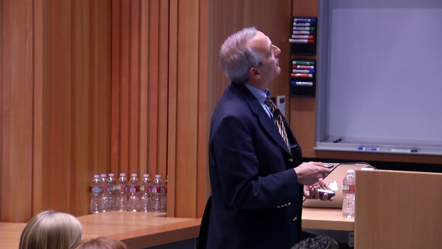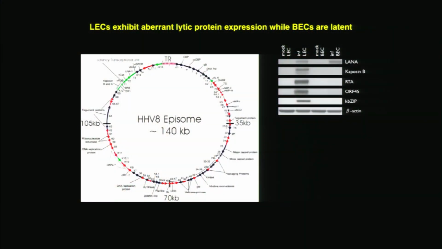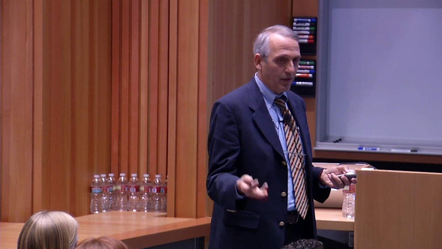Okay. If you look by Western blotting, we don't have antibodies to all those proteins, but for the ones we do, K8 bZIP, OR45, RTA, these are known lytic gene products. Kaposin B is a protein that's made at extraordinarily low levels in latency, but strongly upregulated during lytic infection. It's also on. And the canonical latency marker, LANA, is also on. LANA is on in blood endothelial cells, but all these markers are on in lymphatic endothelial cells. So this isn't just a transcriptional phenomenon. This is going on at the protein level, as the OR45 siRNA experiment also affirmed in the signaling context.